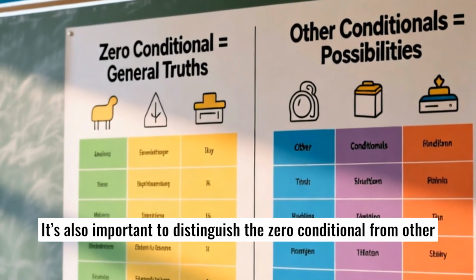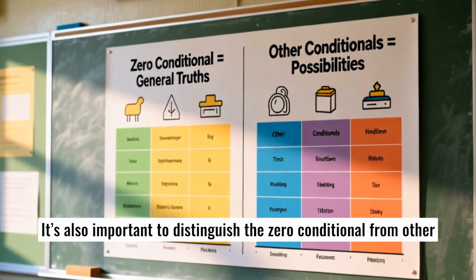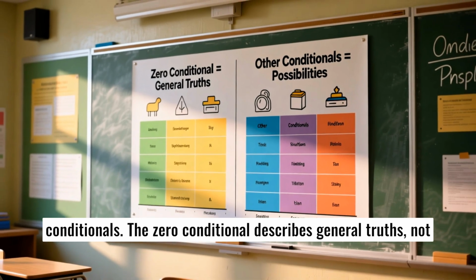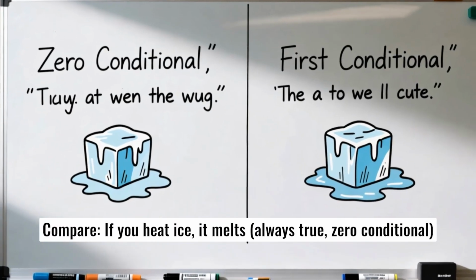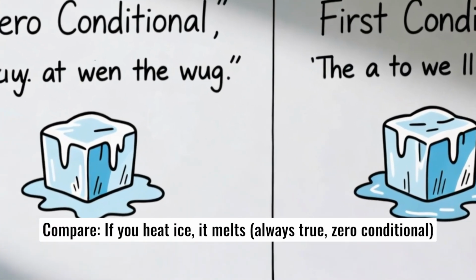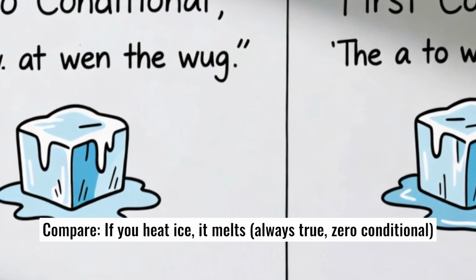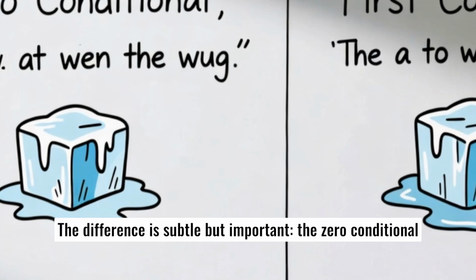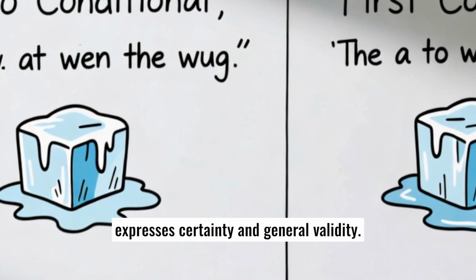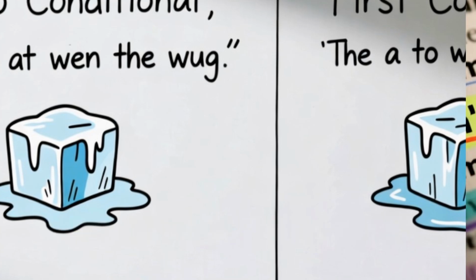It's also important to distinguish the zero conditional from other conditionals. The zero conditional describes general truths, not possibilities. Compare. If you heat ice, it melts. Always true, zero conditional. Versus if you heat ice, it will melt. Prediction, first conditional. The difference is subtle but important. The zero conditional expresses certainty and general validity.